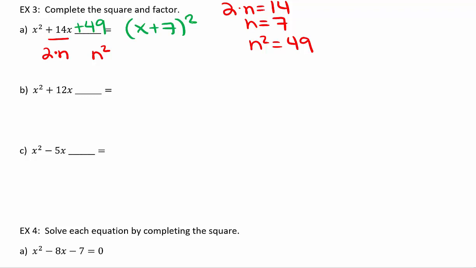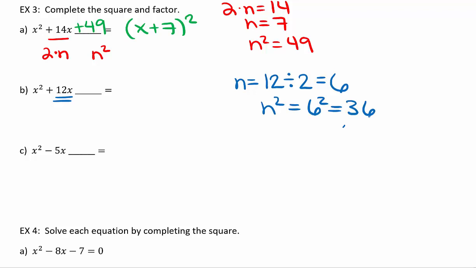All right, so let's summarize that pattern in the next example. To complete the square, we look at the number in front of the x, we take the number in front of the x and divide it by 2, and then we square that number. 12 divided by 2 is 6. 6 squared is 36. So to complete the square, I have to add 36. This is now a perfect square trinomial, and I can factor it as x plus 6 squared. You can always check your work by FOILing out your factors and making sure you get what you started with.